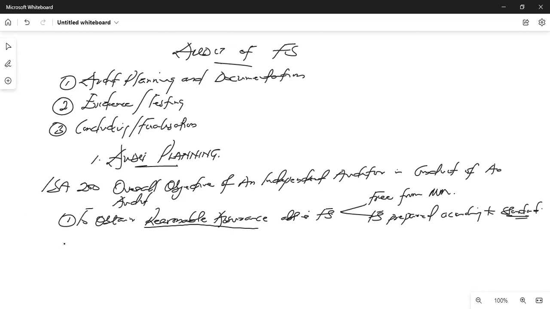Now, the standard also says that number 2, the auditor's objective is to report on the financial statements and communicate as required by the standard. So you report on the FS, and that is what we mean. This part is actually talking about evidence, and this part is talking about forming the opinion.